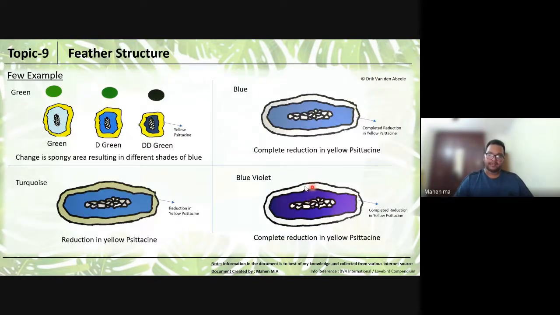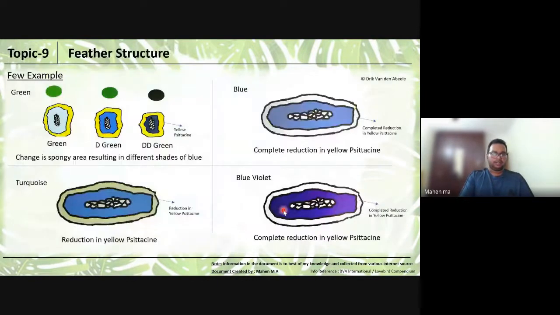You may ask, whatever I'm showing here is a blue violet, but what happens in a green violet? So in a green violet, basically the yellow citizens will be present here. So you can always differentiate a normal green bird and a green violet bird. When you open the feathers, you can definitely see some kind of violet markings on the bird. So that would be the difference between a blue violet and a green violet.